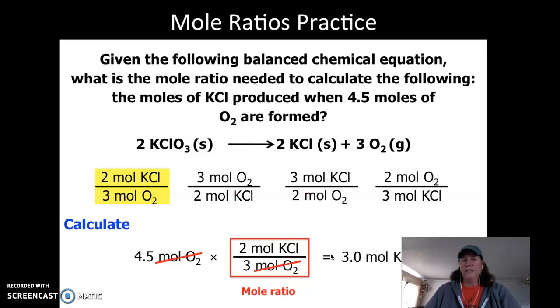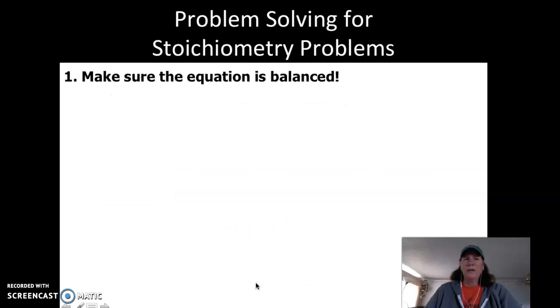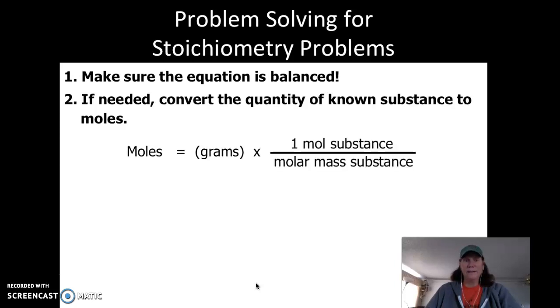That's how you do mole ratios. It's very simple. Write down what you know, what you have, put that on the bottom, what you're trying to find on top, and then these come from your balanced equation. That's why you have to have a balanced equation to do these problems. Make sure you have a balanced equation. Sometimes I'll just write an equation and it's not balanced. It has to be balanced.